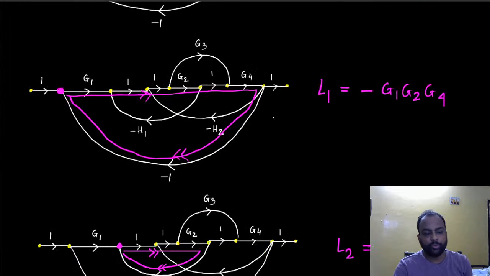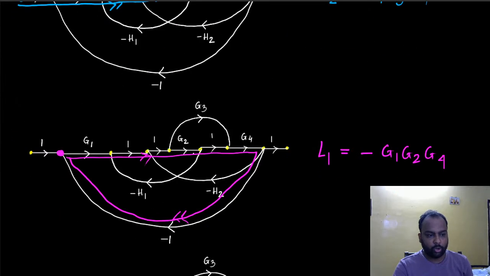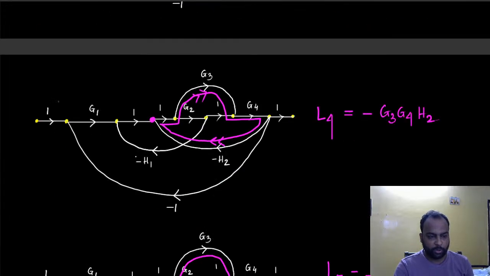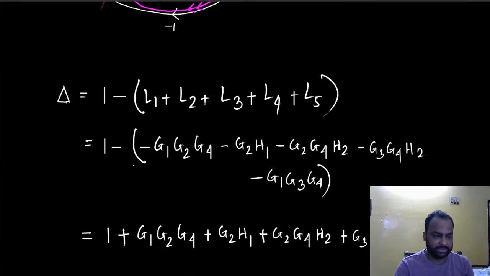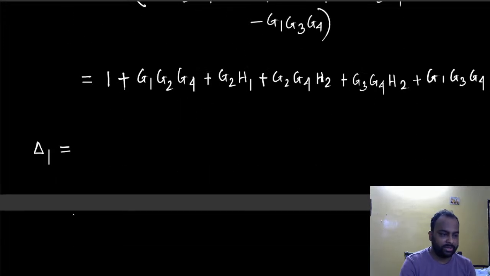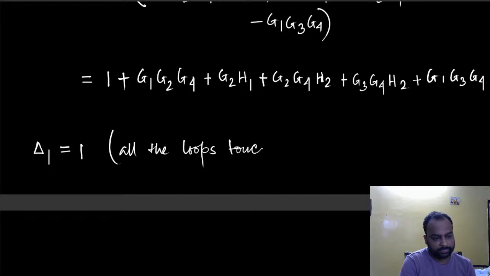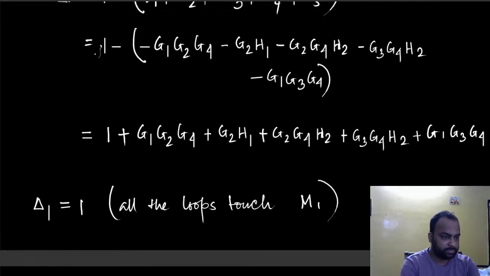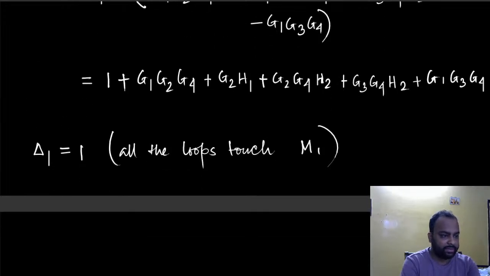Now, of course, all the loops would be touching the first forward path, right? All the loops that I have would have some shared branches between them and the first forward path. So all the loops are pretty much gone from the story. And since all the loops are gone from the story, delta 1 would be simply 1, because all the loops touch the M1 forward path. All right.